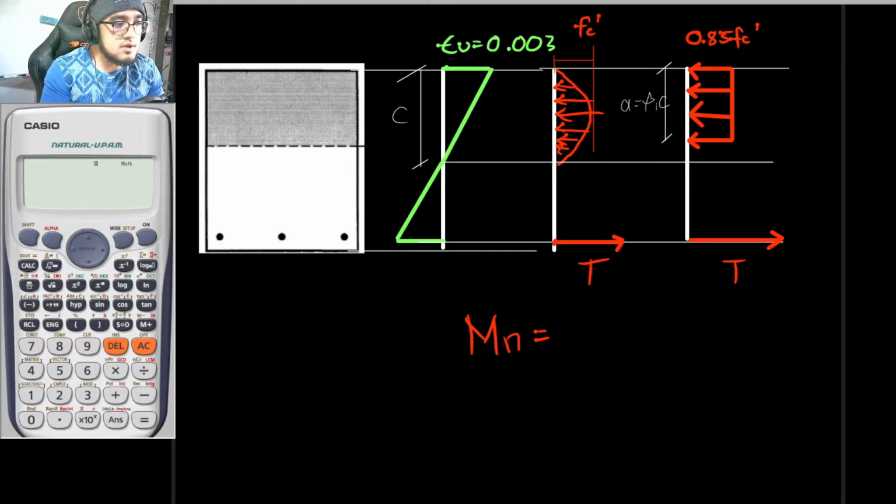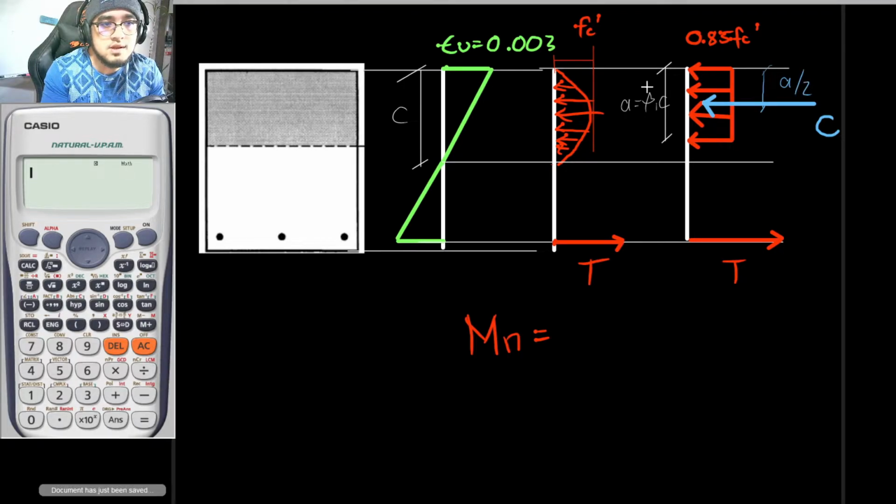So let's say that the compressive resultant here is at this point, and let's say that this is the value for your C. And let's say that this dimension is A over 2. By the way, I will just be redrawing it. So this dimension is A over 2, since this is the value for A, and the resultant of a rectangular pressure is at its midspan. So this is now A over 2.